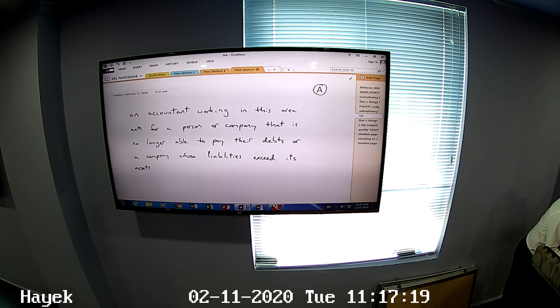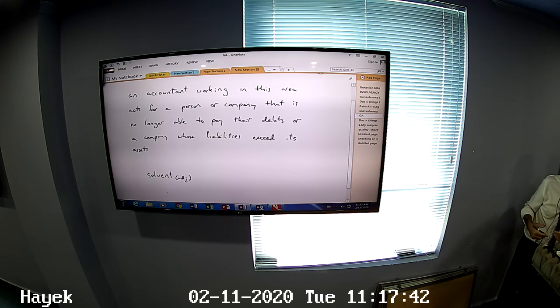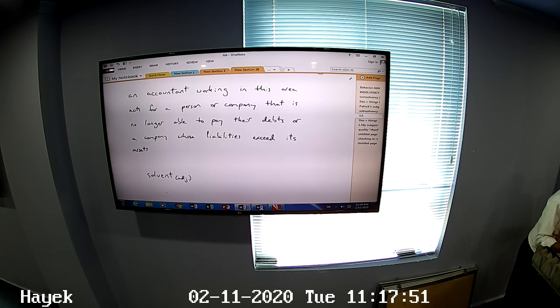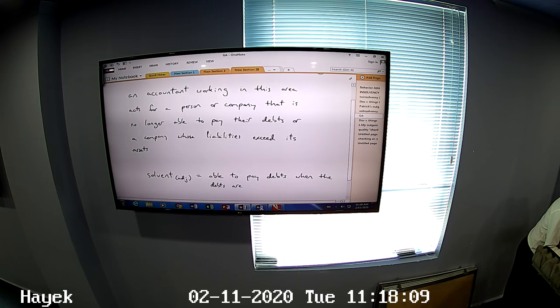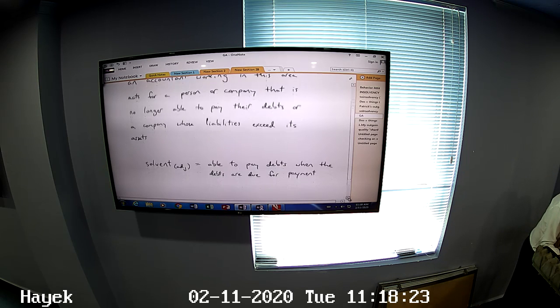It's a subject area. Well, do you know the word solvent? Solvent is an adjective. What does it mean? Well, a business which is solvent is able to pay its debts. A solvent business has cash available to pay its suppliers, to pay its employees. Solvent means able to pay its debts when the debts are due for payment. Able to pay debts, having enough cash to pay when the debts are due for payment. Solvent.